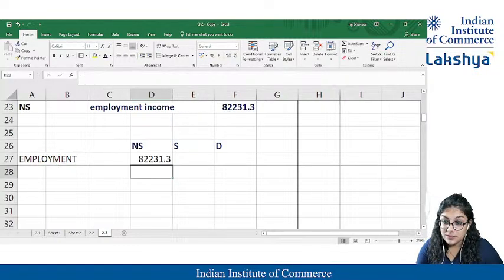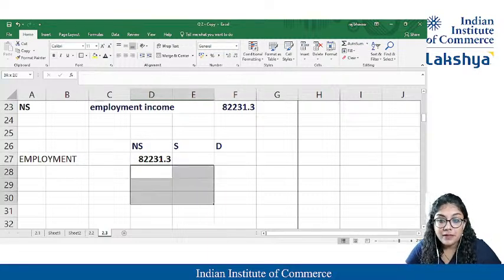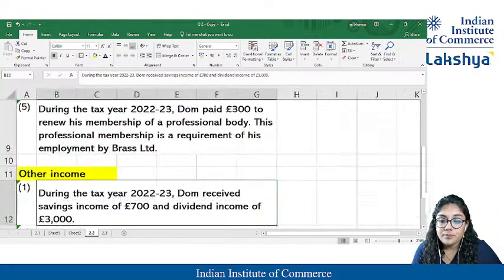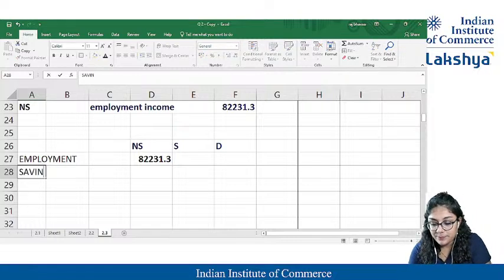Students, if you read the question further, they have given in the question, which I'll show you, that we received saving income of 700 and dividend of 3,000. So saving income and dividend income.